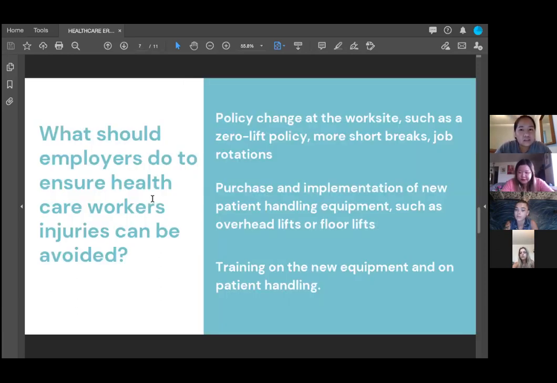Okay. Next slide. Dina, can you please discuss this? What should employers do to ensure healthcare workers' injuries can be avoided? First, we can have policy change at the workplace, such as zero lift policy, more short breaks, and job rotations. Purchase and implementation of new patient handling equipment, such as overhead lifts or floor lifts, and training on the new equipment and on patient handling. Thank you for that. And next slide.